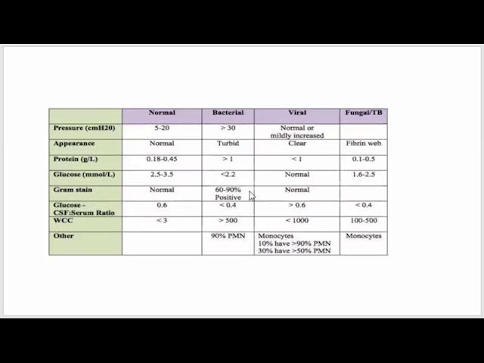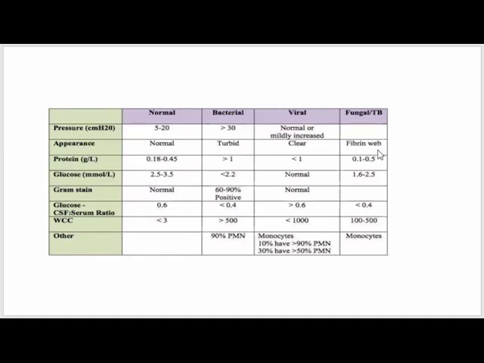Then protein, normal 0.1 to 0.45. In bacteria, it's greater than 1. Viral, less than 1. Okay. In fungi, between 0.1 and 0.5. That is fungi or TB.